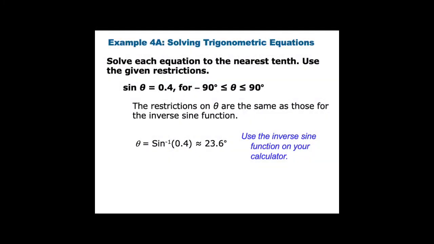Example 4a, solve each equation to the nearest tenth and use the given restrictions. So we are looking for sine of theta equals 0.4. And then our domain is negative 90 degrees is less than or equal to theta is less than or equal to 90 degrees. So these restrictions are the same as those for the inverse sine of the function. So writing this out, we would do theta equals inverse sine of 0.4. And if you plug it into your calculator just like this, you will get that it is 23.6 degrees.